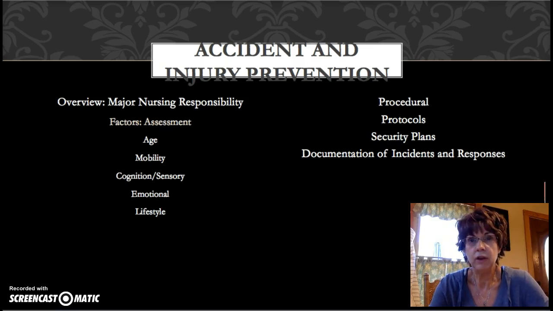That can take an otherwise pretty healthy patient. They have a fall, break a hip, end up in the hospital, end up with pneumonia, and then sometimes have a death associated with that. So falls and what they can do to the patient is a major area to assess. So mobility, cognitive and sensory awareness, how do they perceive their environment?